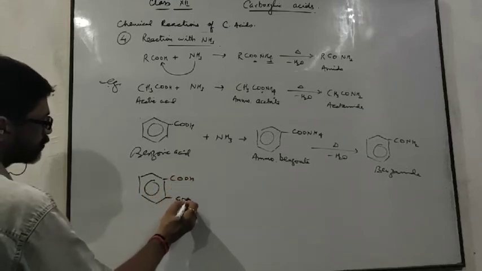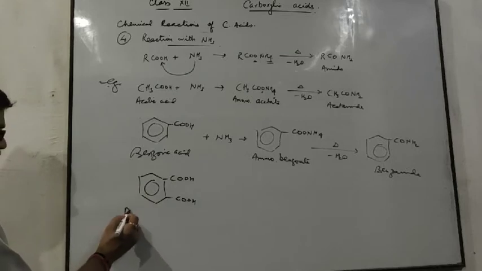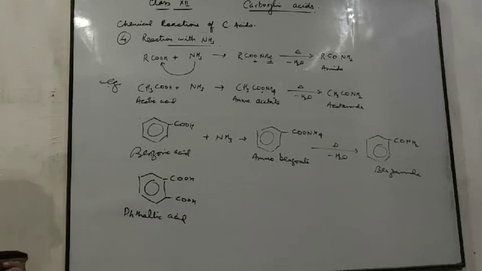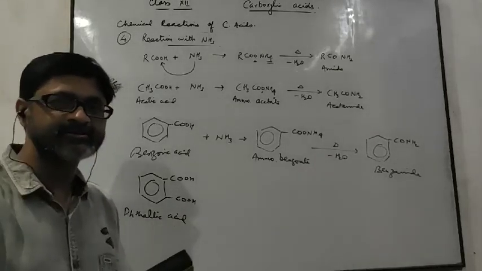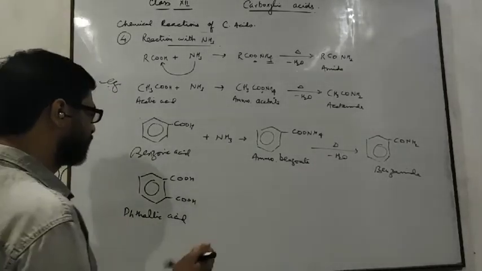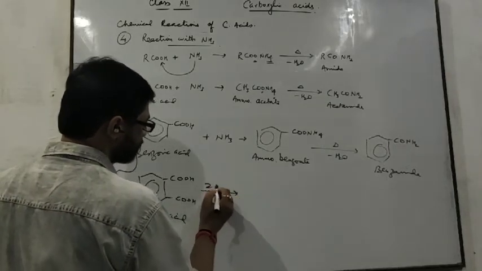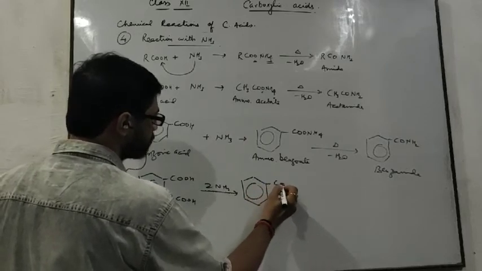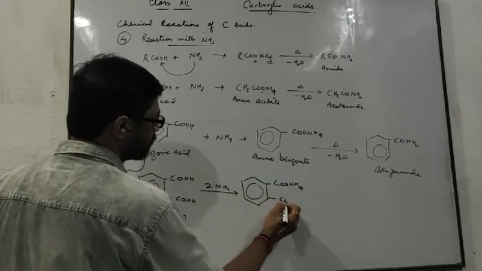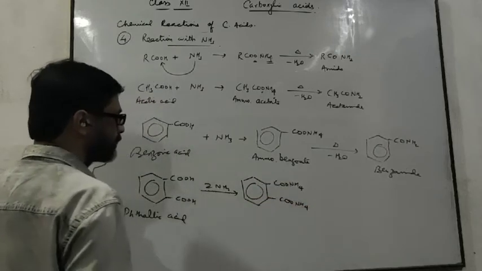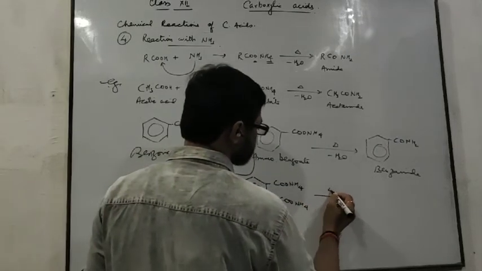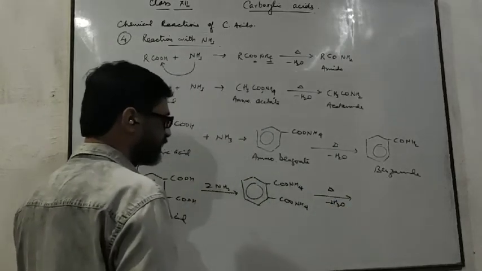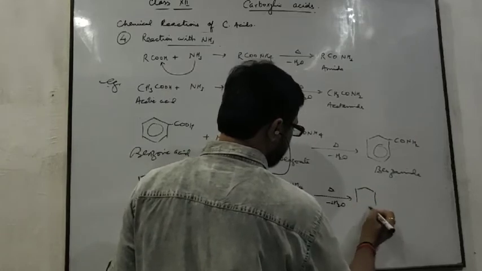COOH on two adjacent carbon atoms. This one is known as phthalic acid. It is a type of dicarboxylic acid. This compound on reaction with ammonia forms this product, COONH4, ammonium phthalate, which loses water on heating. Two molecules of water are released to form phthalimide.